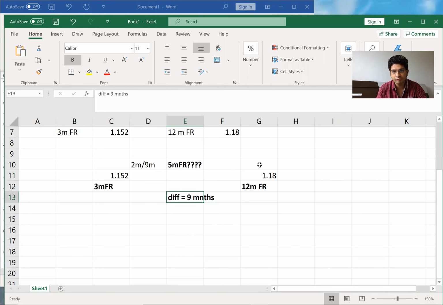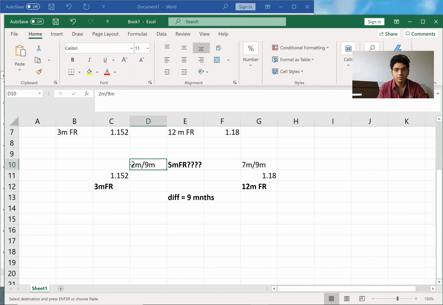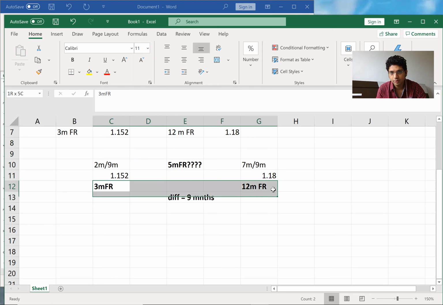And 5 to 12, it will be 7 months out of the total 9 months. Okay, understood what I did? I just wrote these in a timeline, and I just wrote what is the difference. So 3 to 5 will be 2 months difference out of the total 9 months difference, and 5 to 12 will be 7 months difference out of the total 9 months difference.